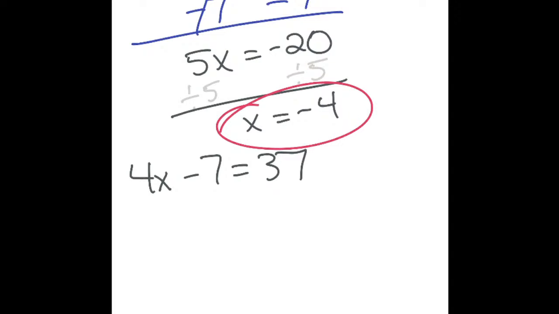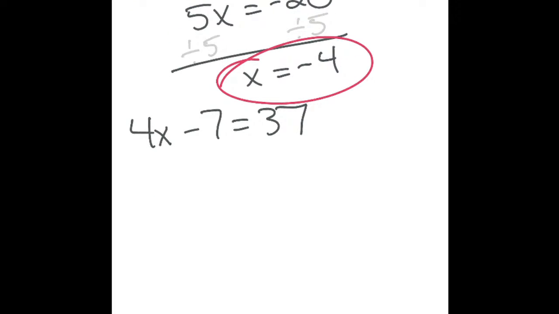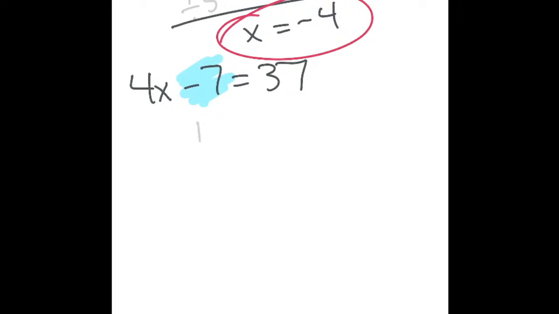Okay, for our next one, again, what is the plus minus? Let's go ahead and highlight that. I see a minus 7. Well, what's the opposite of minus 7? Plus 7. And let's be fair about it. Let's put it on both sides.